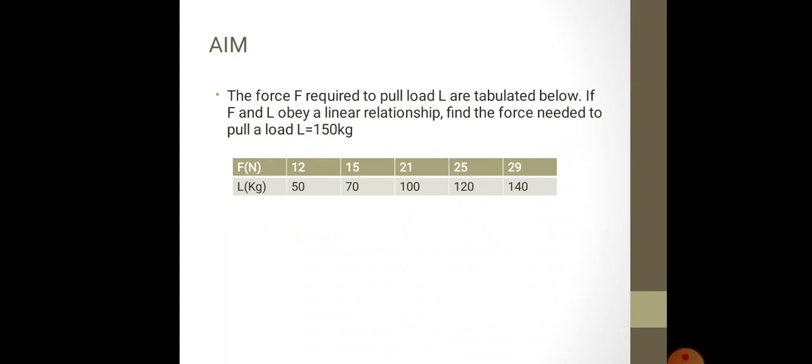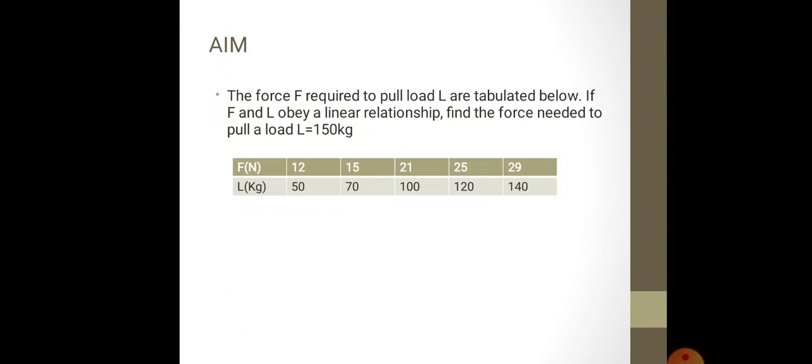So our aim is: the force F required to pull a load L is tabulated below. If F and L obey a linear relationship, find the force needed to pull a load L equal to 150 kilogram. So we have to find the force required to pull a load L equal to 150 kilogram, and here we are using least square curve fitting to find the force.